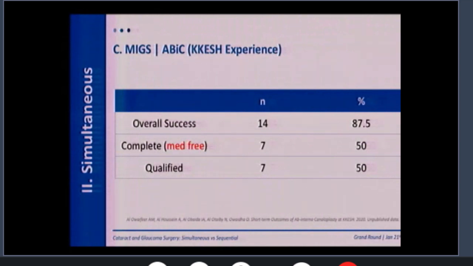They usually are looking for getting off medication. So 7 out of, sorry, it was 14, not 25 patients. 7 out of 14 patients had complete success, which means they are totally off medications, and 7 required additional medications to control their IOP.